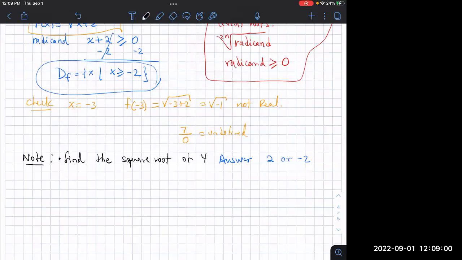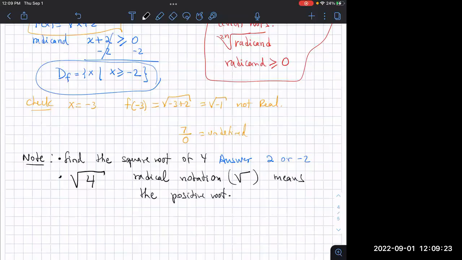However, when the question is written with the radical notation, the radical symbol means the positive root. So that notation is reserved for the positive root, and there are no 2 possible answers. How do you know? By definition, this is a rule. So the answer is +2.